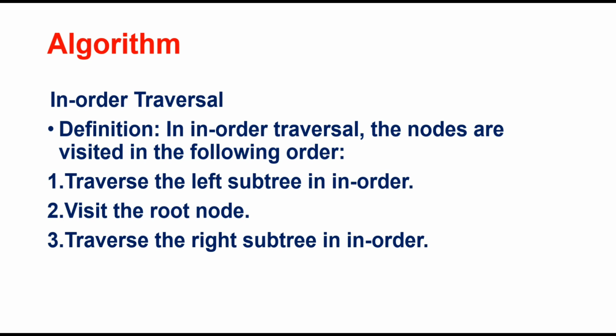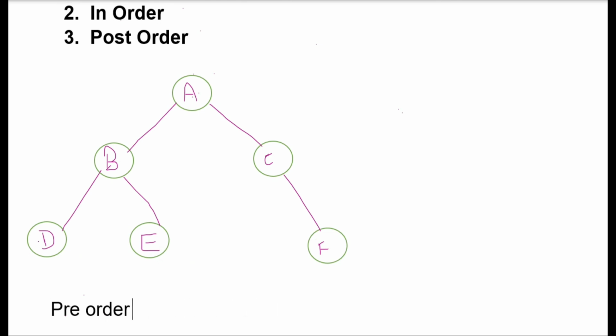First, it visits the left subtree. In the left subtree, D is the child of B. So first it visits the left subtree, that is D. Next, it visits B, which is also in the left subtree. Next, it visits E. Next, it visits A, the root node.